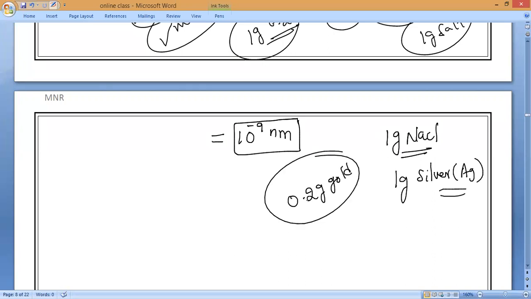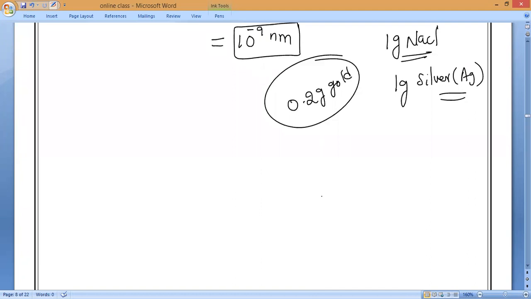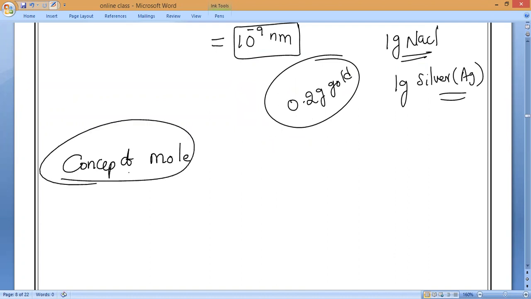So, to solve this problem, what new concept was introduced by the scientists? What is that concept, guys? The concept of mole. This concept of mole was introduced to solve this problem, to identify the number of particles or number of molecules or number of atoms which the given substance is made up of.